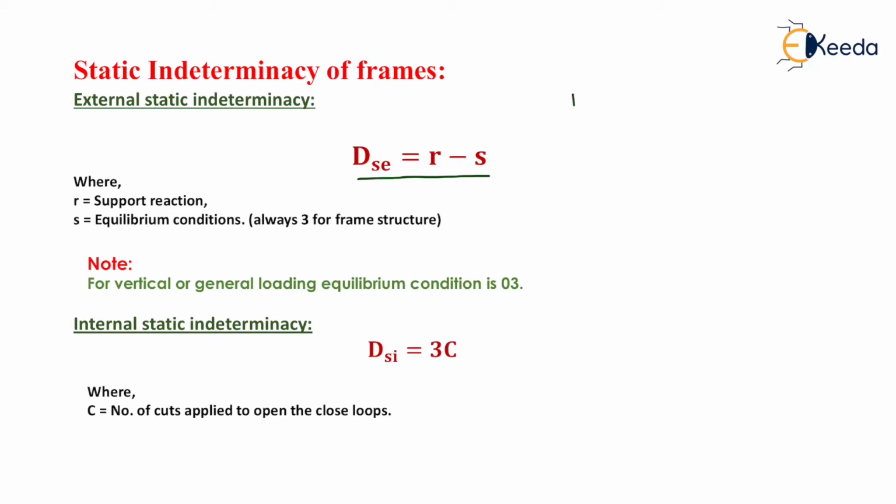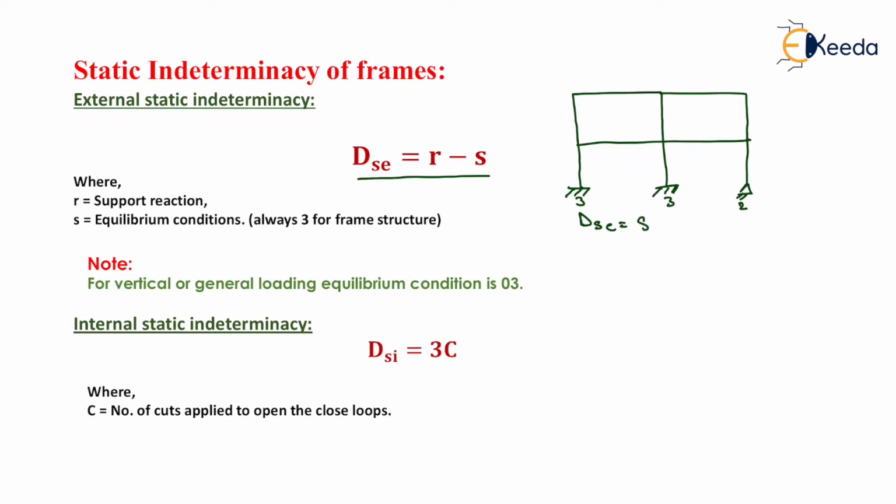Okay, now suppose that we have a frame here whose two supports are fixed as we had discussed previously, and one support is hinge. Now if we want to compute the DSE for this frame, then the number of reactions will be equals to 3, 3 and 2. So the total number of reactions will be equals to 8 and the equilibrium condition will be equals to 3. So the total external static indeterminacy will be equals to 5.